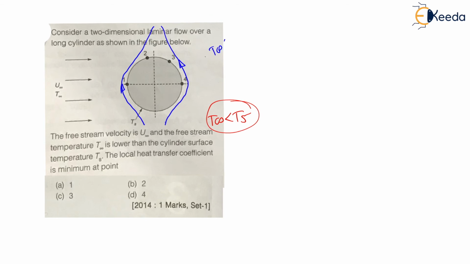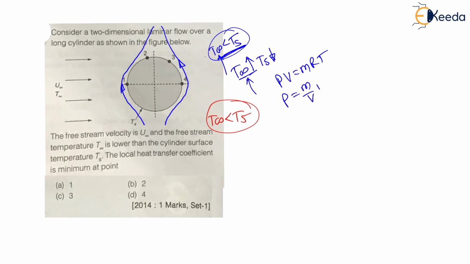As T infinity is less than Ts, the surface temperature, whenever they are kept in contact, the fluid temperature will increase and surface temperature will decrease. Because of this increase in temperature, what is the thermodynamic law? PV is equal to mRT. Therefore P is equal to m by V RT, and m by V is nothing but density. Therefore P divided by RT is nothing but density. Therefore as temperature is increasing, density is decreasing and it is becoming lighter and it is moving in upward direction, right?